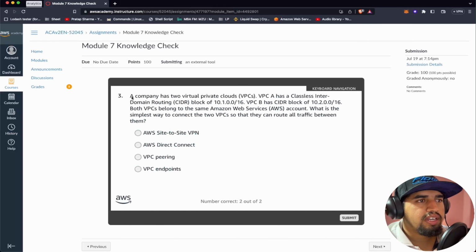A company has two virtual private clouds (VPCs). VPC A has a classless CIDR block of 10.1.0.0/16. VPC B has a CIDR block of 10.2.0.0/16. Both VPCs belong to the same AWS account. What is the simplest way to connect the two VPCs so that they can route all traffic between them? Since they are in the same AWS account, I think the simplest way should be VPC peering.